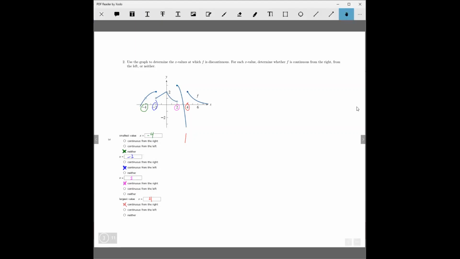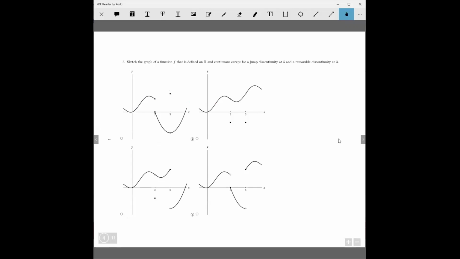Okay, we'll move along then. Okay, so number 3, sketch the graph of a function f that is defined and continuous except for a jump discontinuity at 5. So you want something that has a jump discontinuity at 5.